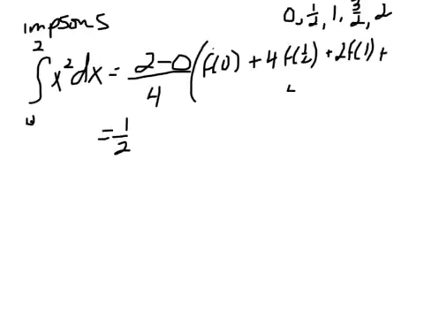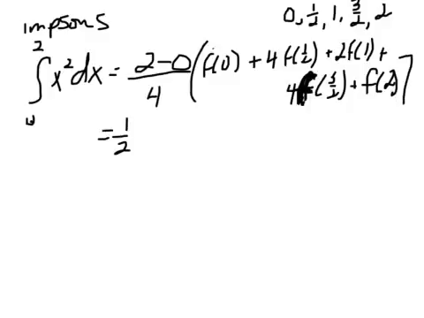plus 4 times f of 3 halves, and you only use this on an even number of intervals. And you always just say that's f of 2 at the very end. So it alternates 1, 4, 2, 4, 2, 4, but you should always end up with a 4, and then the last one is always just going to be the function value not multiplied by anything.